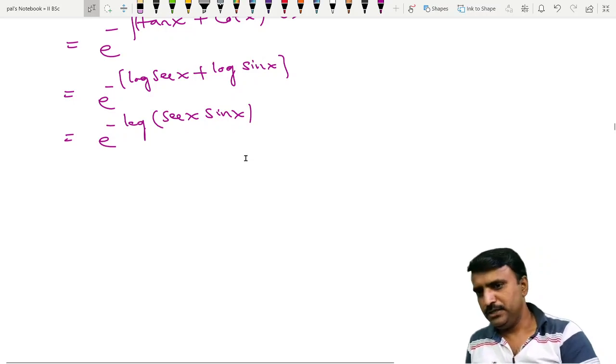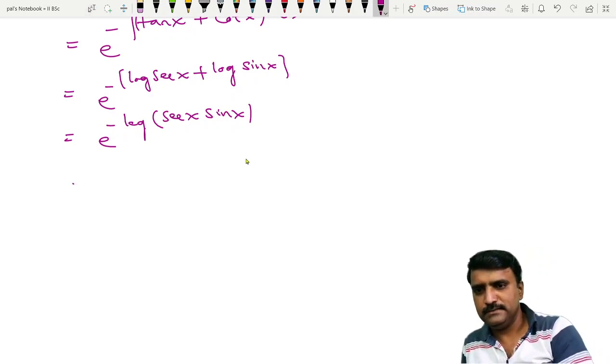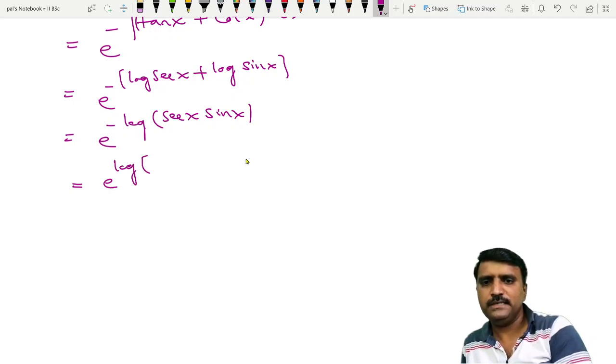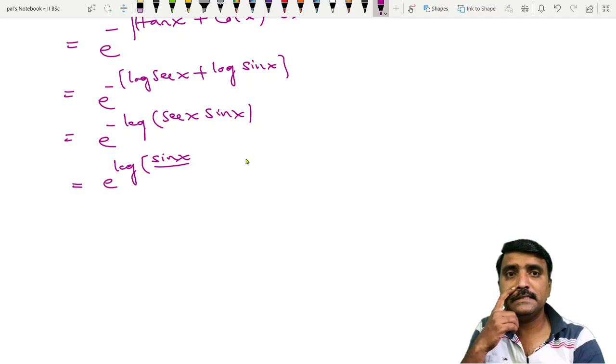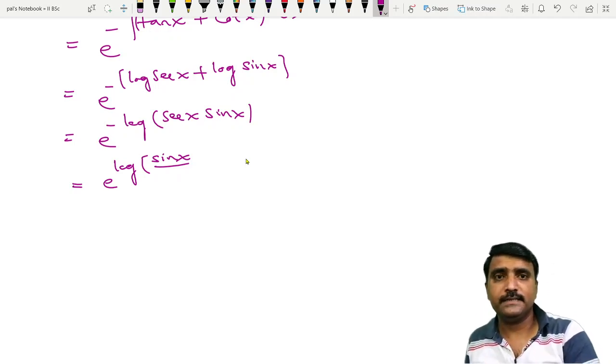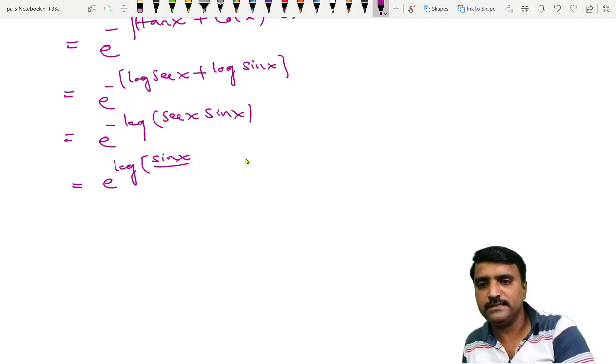Now this is equal to e to the power log of, you see, this is sin x divided by secant x, which can be written as 1 by cos x. Secant x can be written as 1 by cos x.